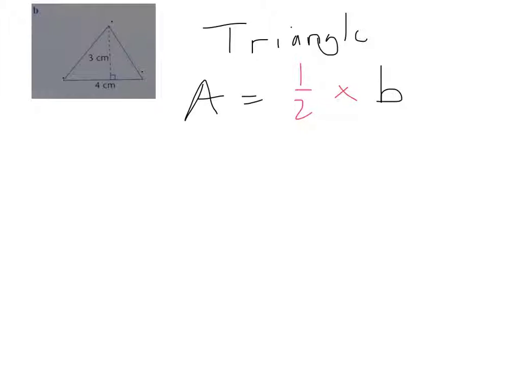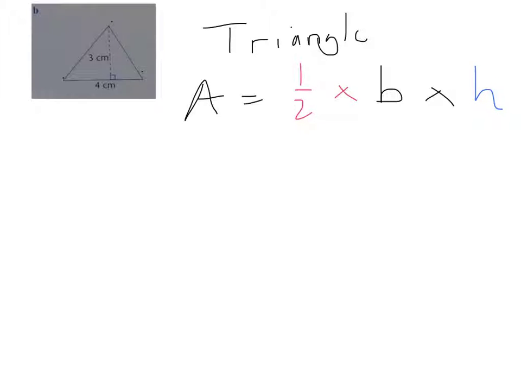First things first, we have to realize what kind of shape this is. In this case, we have a triangle. The way we know that is, obviously, it has 3 sides. Tri means 3. We have 3 sides and 3 angles, and that's a triangle. Next, we need to know the formula for a triangle. In this case, it's area equals half times breadth times height.